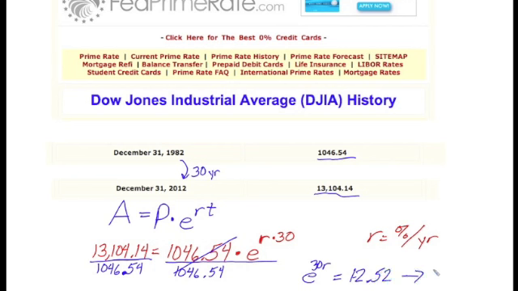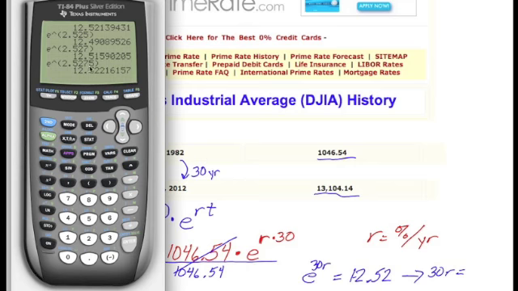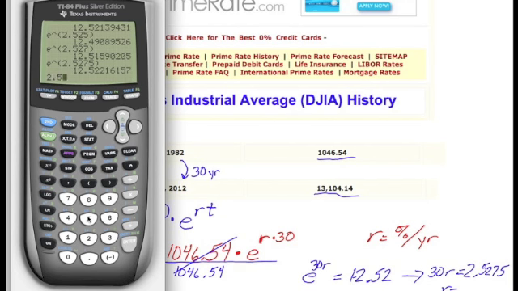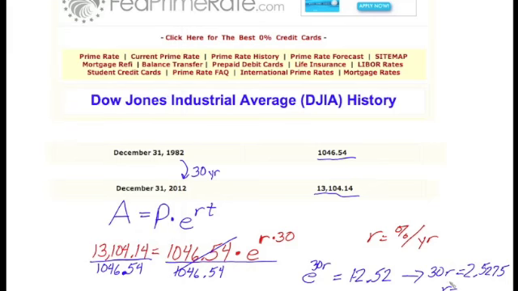From guess and check, we found out that that exponent, which is supposed to be 30r, turns out to be about 2.5275. Then, if that's the exponent, which is 30 times r, we'll just divide by 30. 2.5275 divided by 30, and we get 0.08425. And r, remember, was our percent per year. This is 8.4% that the stock market goes up every year on average between these two dates. Guess and check is what allowed us to do that.